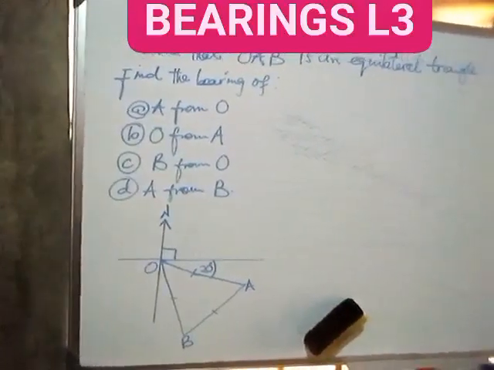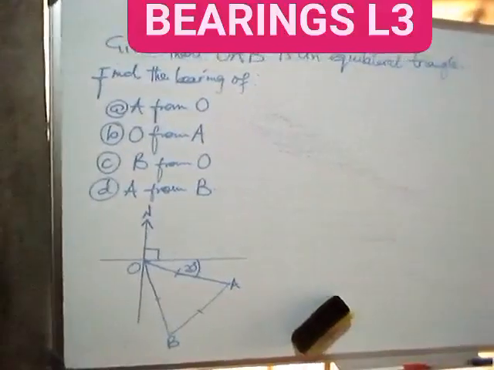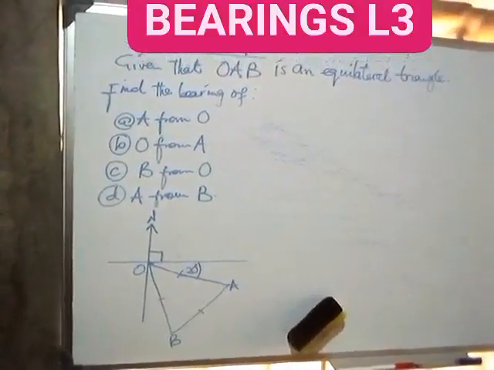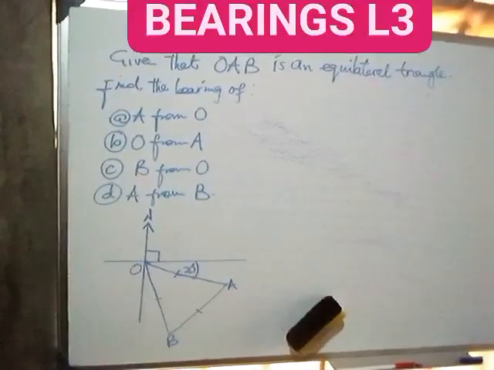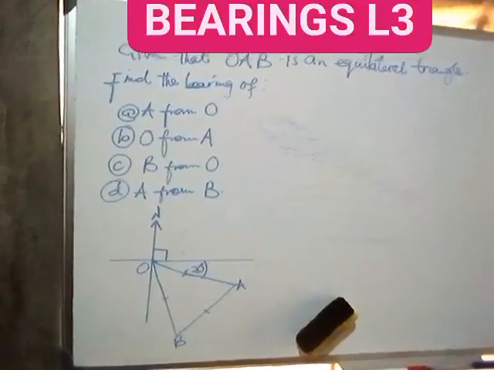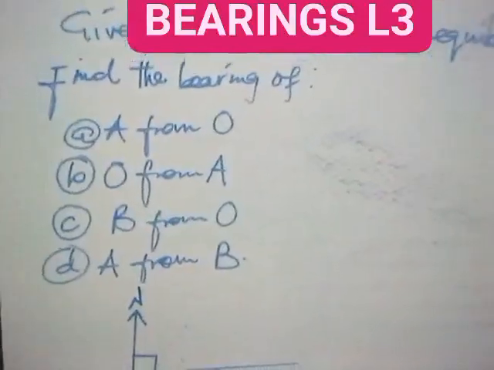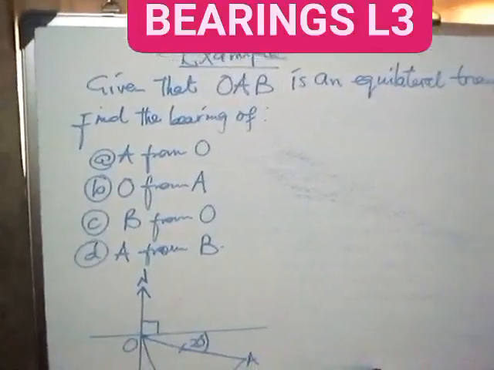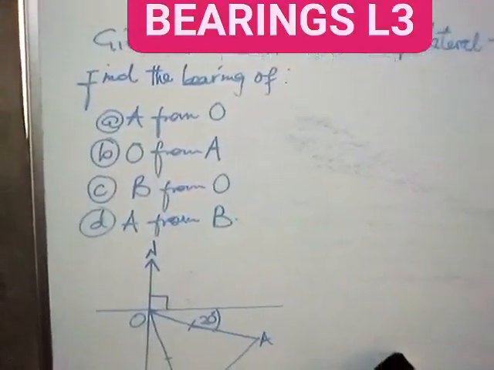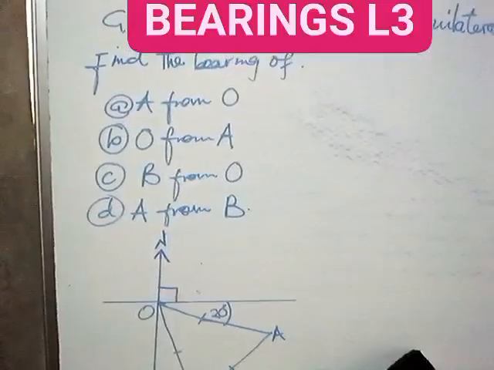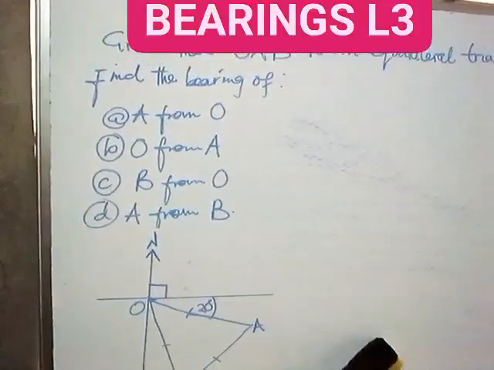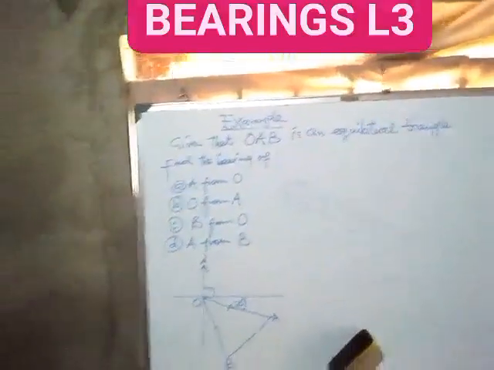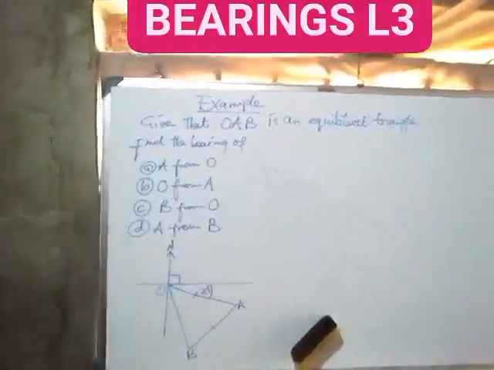Now the question is, find the bearing of A. We have A from O. So where is our A? We are able to see where the A is. Then we have B. The O from A. Then we find another one, which will be question number C, B from O. Question number D is A from B. So let's see how these questions can be worked out.